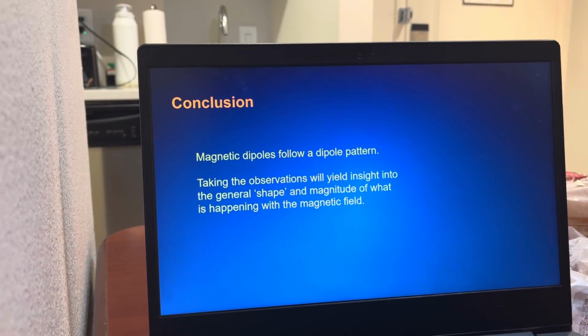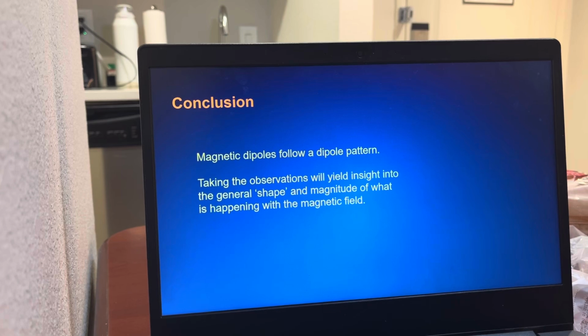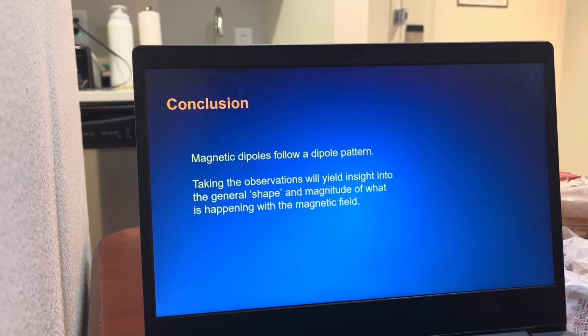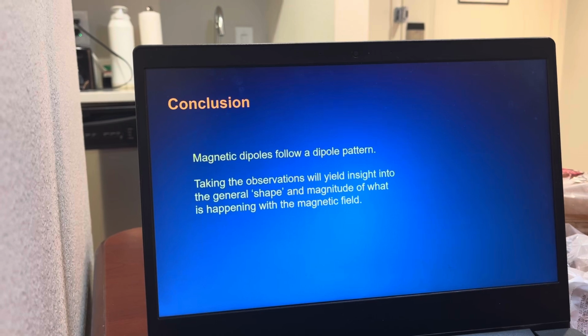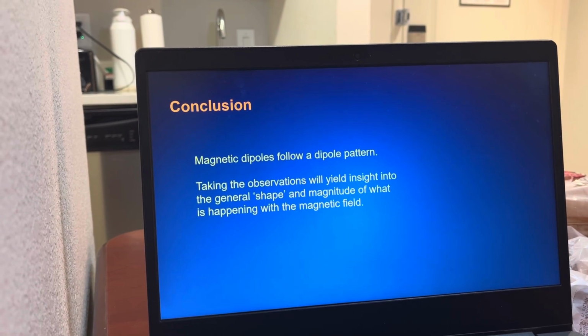And in conclusion, magnetic dipoles follow a dipole pattern, and taking the observations will yield a general insight into the shape and magnitude of what is happening with the magnetic field.